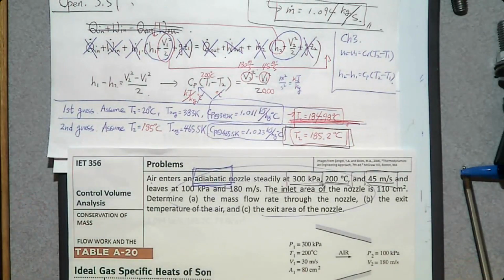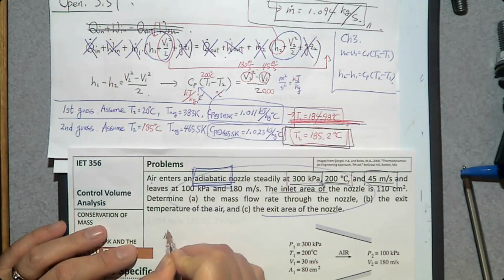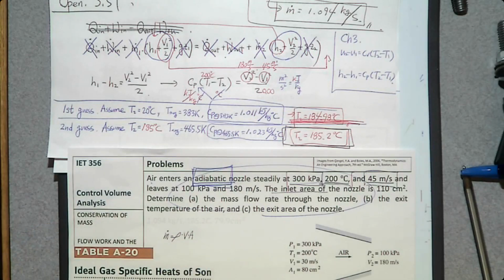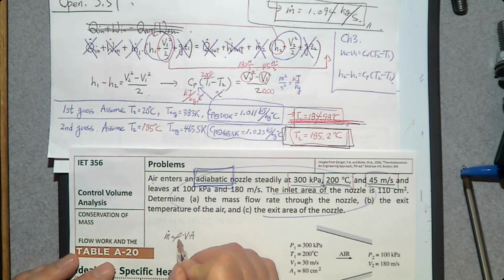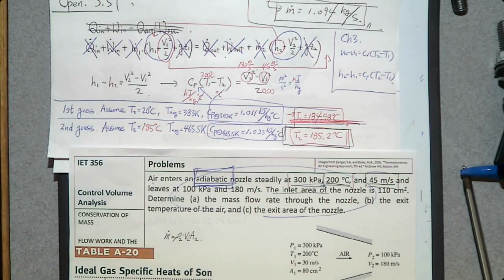Then the last problem is going to be the exit area of the nozzle. How do we determine this exit area? We can use the same equation that we used in part A, the mass flow rate. The mass flow rate m dot is density times velocity times cross-sectional area. At this time, it's going to be the exit, so exit number 2, velocity number 2, area number 2.